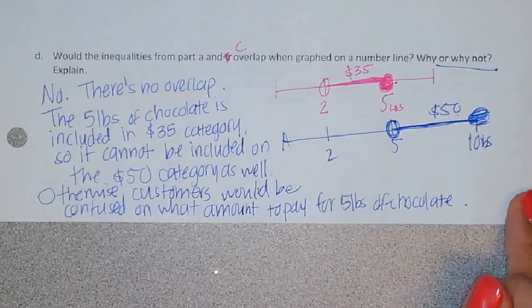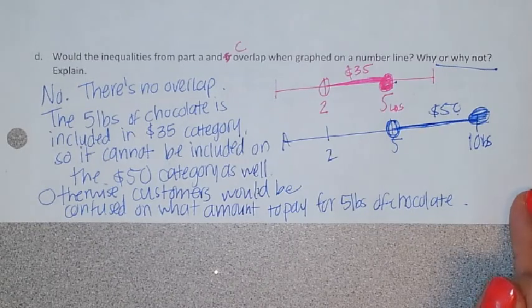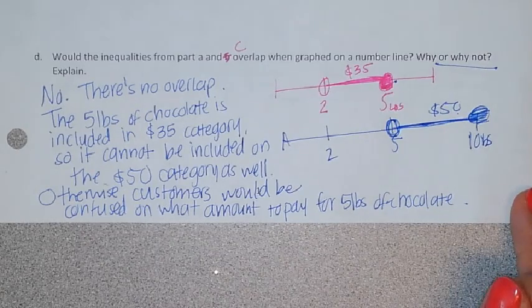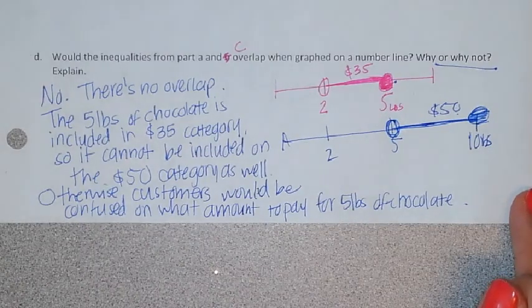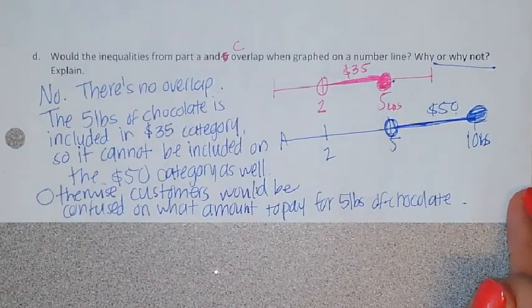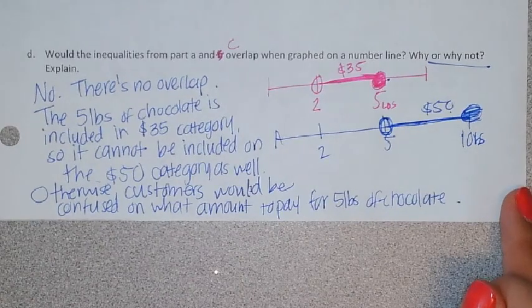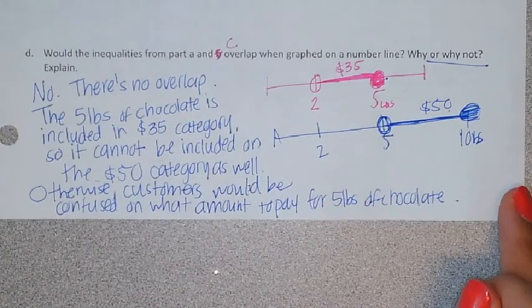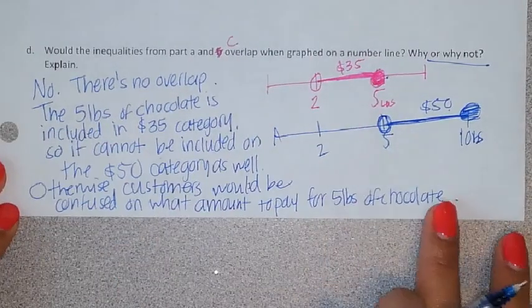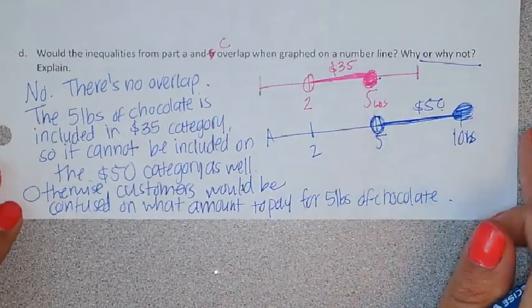So now there is no overlap. The 5 pounds of chocolate is included in the $35 category, so it cannot be included in the $50 category as well. Otherwise, customers will be confused on what amount to pay for the 5 pounds of chocolate. Okay, if you have a better way of writing it or a nicer sentence, but it explains the same stuff, go ahead and write your own version. It doesn't have to be verbatim as I wrote it, as long as you explain it kind of how I explained it here.